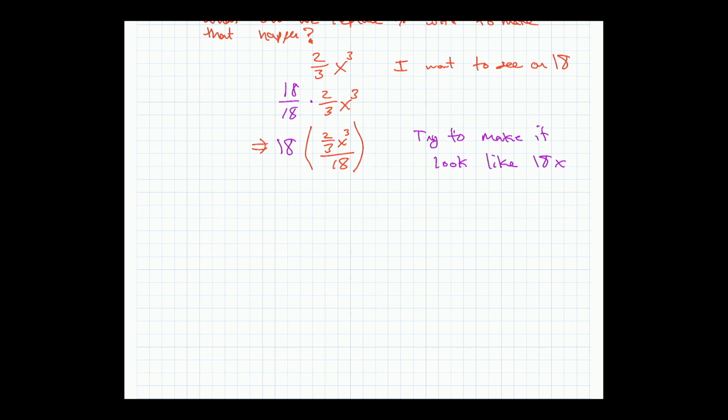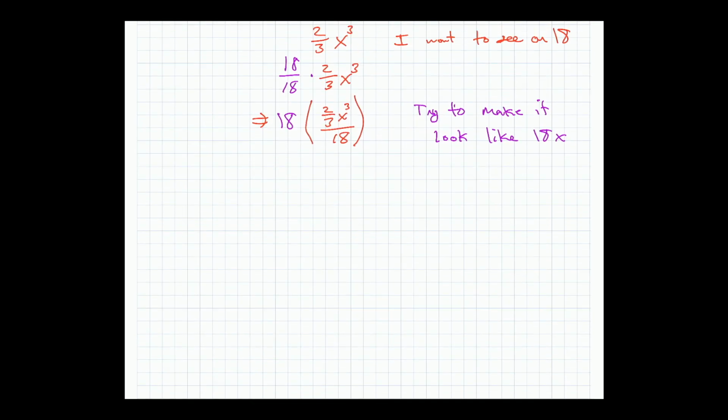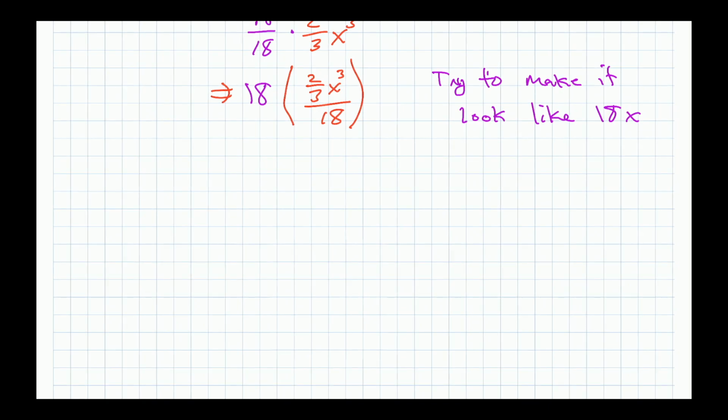So far so good. I just want to simplify the stuff that's in that set of parentheses a little bit. So I've got the 18 on the outside, and then on the inside here, I've got 2x cubed.